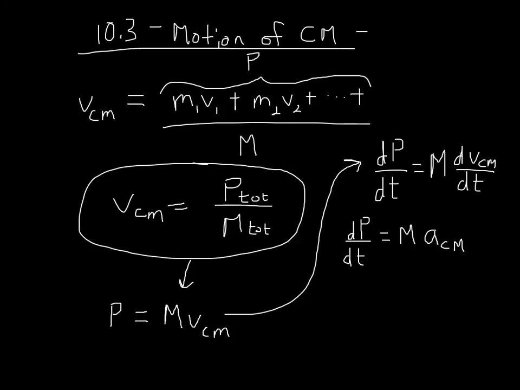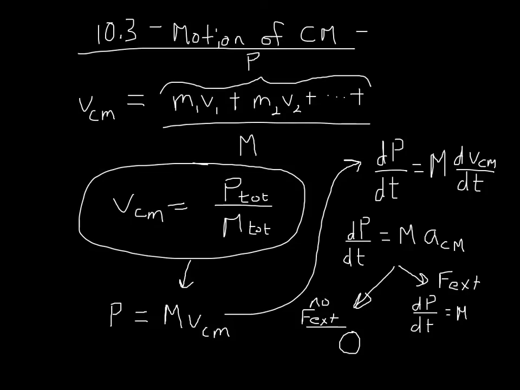And there's two situations we can have. We can have a situation with no external forces. If there's no external forces, then my dp dt is 0. We can go back to the beginning of the lecture to see that. If I have external forces, then I now have some acceleration, and my dp dt is no longer equal to 0. My dp dt is the mass times the acceleration of the center of mass.